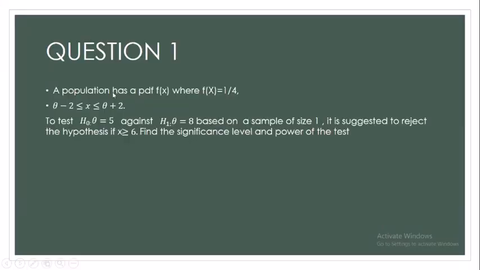The first question here is: a population has a PDF f of x, where f of x is equal to 1 by 4, and the range of x is given over here, theta minus 2 less than or equal to x less than or equal to theta plus 2. We are asked to test H0, that is the null hypothesis, theta is equal to 5, against H1, which is the alternative hypothesis, theta is equal to 8, based on a sample size of 1. It is suggested to reject the hypothesis if x is greater than or equal to 6. We are asked to find out the significance level and the power of the test.